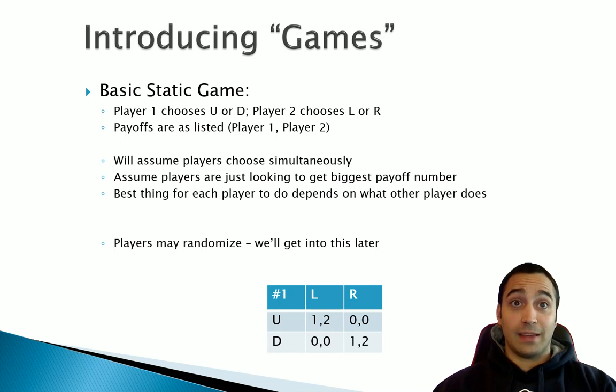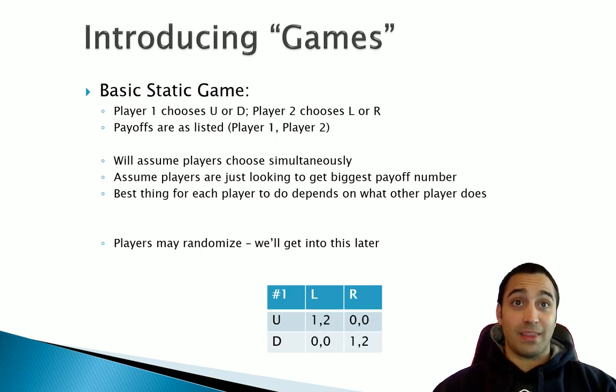So in this game, if player 1 chooses up and player 2 chooses left, player 1 will get 1 util and player 2 will get 2 utils. Conversely, if player 1 chooses down and player 2 chooses right, player 1 will get 1 util and player 2 will get 2 utils.